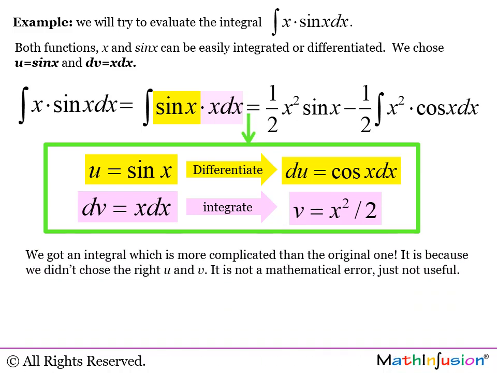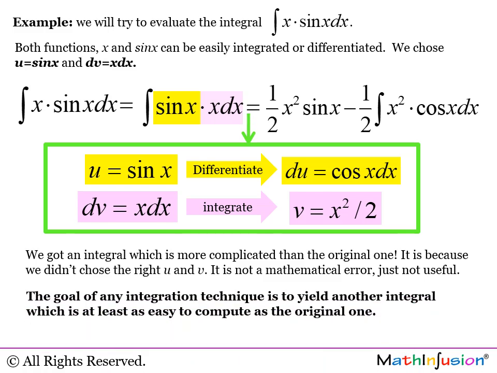And I get that. We got an integral which is more complicated than the original one, if you look. It's because we didn't choose the right u and v. It is not a mathematical error to do that, just not useful. So you have to remember that the goal of any integration technique is to make life easier. So if we get an integral that is much worse than what we started, it means that we are not using the right technique or that we didn't apply the technique right.